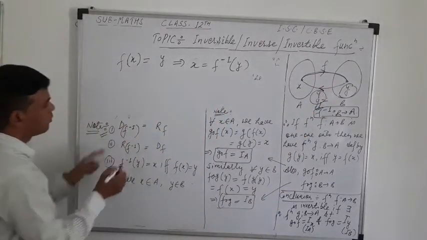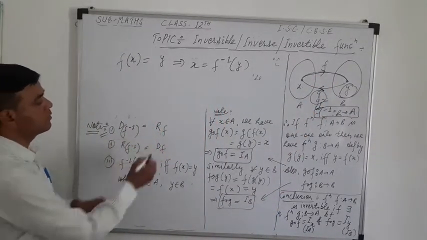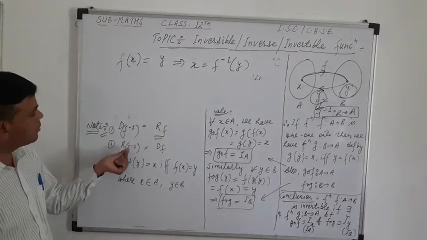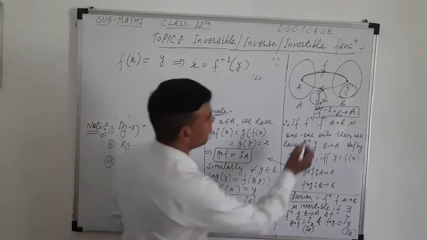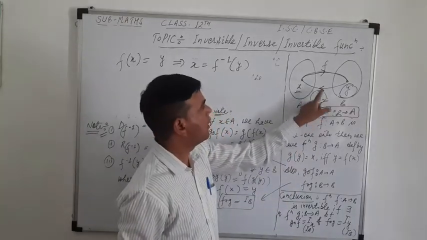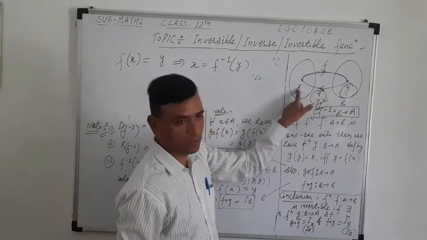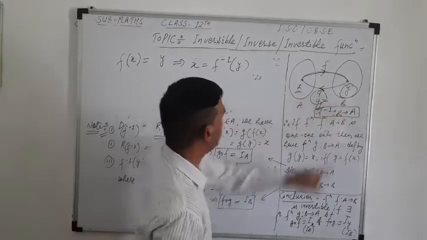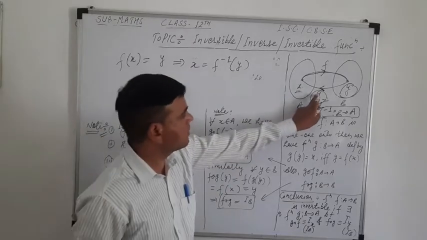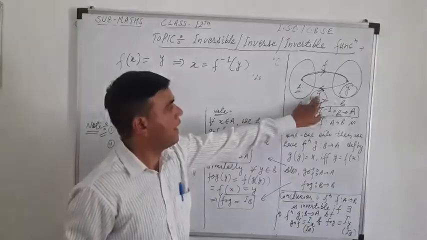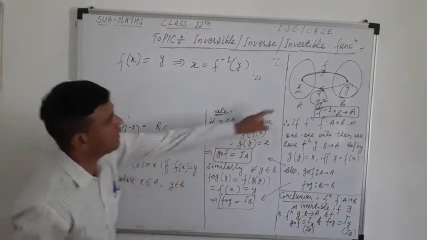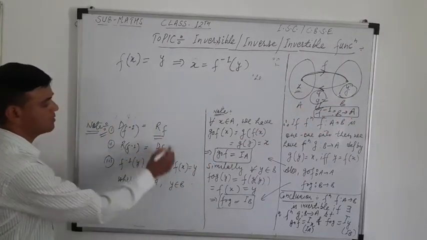It means the domain of the inverse of f will always be equal to the range of the function f. Similarly, the range of the inverse of the function, since the range of the inverse is x, the range of f inverse is x, and that is the domain of f. It means this is the inverse of function f, its domain is y and its range is x. And this x is nothing but the domain of the function f.